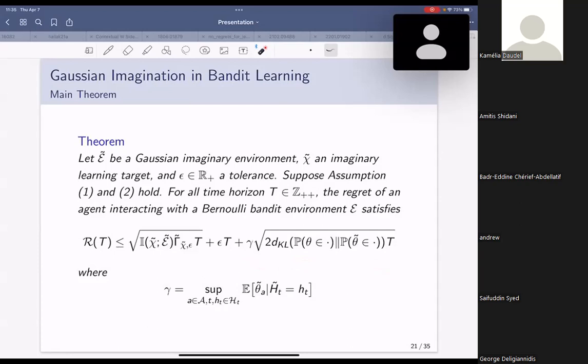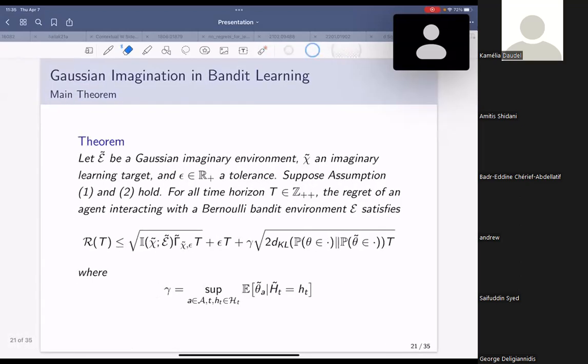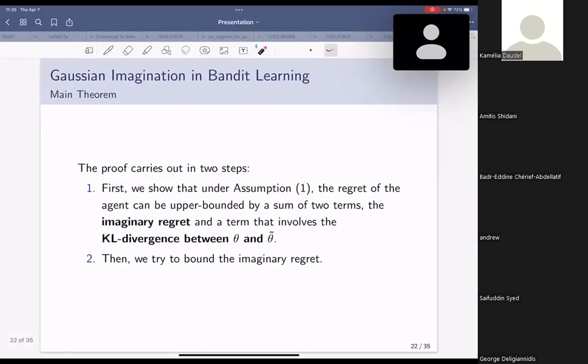So I'll go through the proof of the theorem. I hope it clarifies a bit more. To prove the theorem, we need to break it down into two steps. In the first step, we show that under assumption one, we upper bound the regret by a sum of two terms. One we call imaginary regret, and the other is the KL divergence term we had here between theta and theta tilde. And we upper bound it using assumption two.